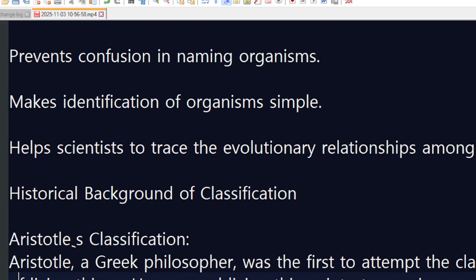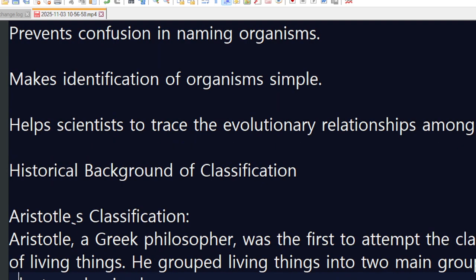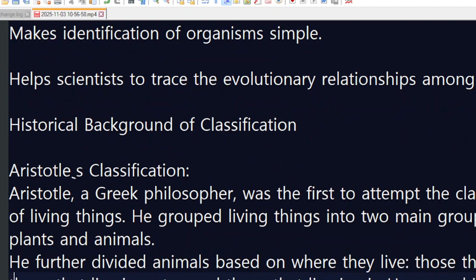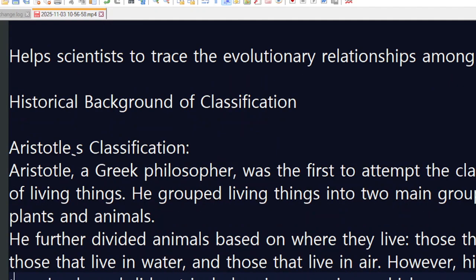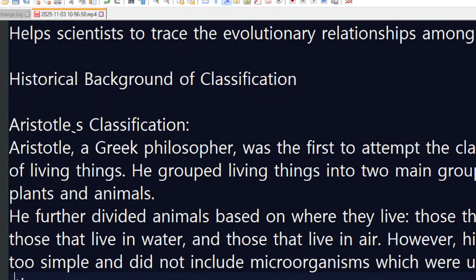Aristotle's classification. Aristotle, a Greek philosopher, was the first to attempt the classification of living things. He grouped living things into two main groups, plants and animals. He further divided animals based on where they live: those that live on the land, those that live in water, and those that live in the air. However, his method was too simple and did not include microorganisms, which were unknown at that time.